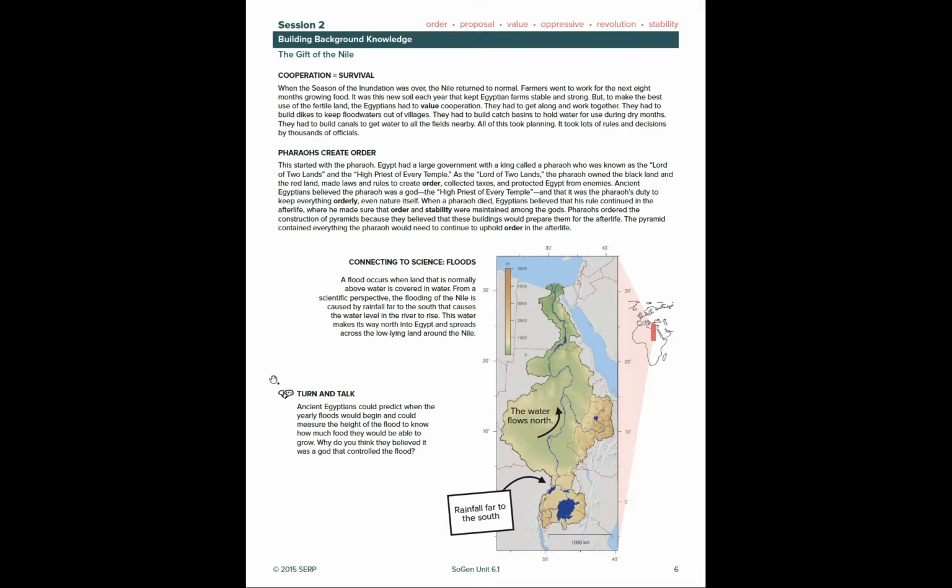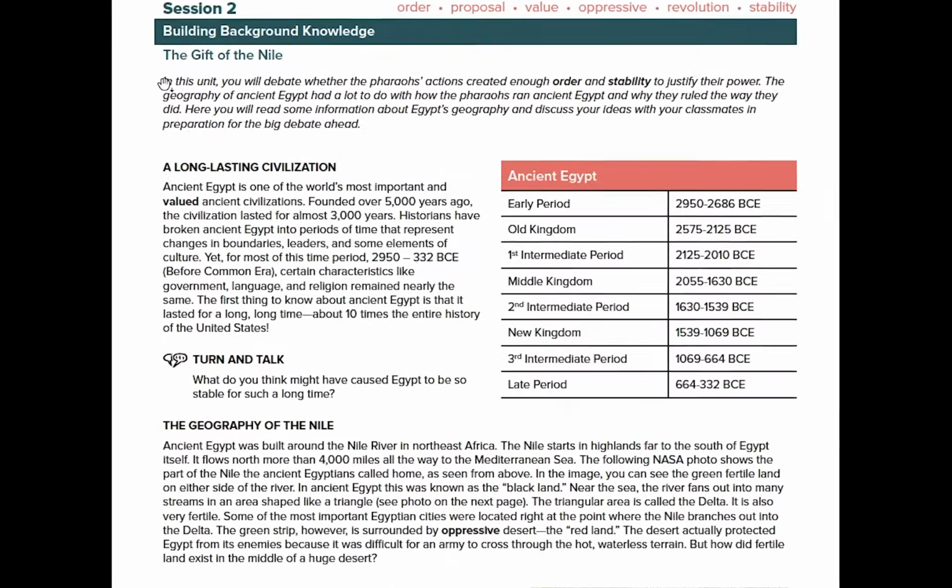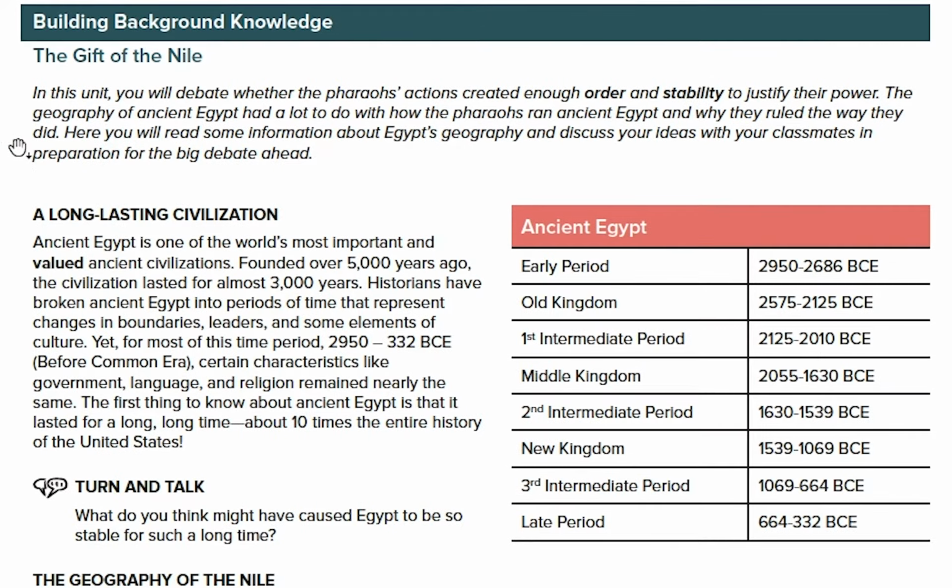There's also this feature down here called Turn and Talk, where the authors are suggesting to you that you turn to a friend or a classmate and discuss what you've just read. You can see, too, there's this little icon of little speech bubbles, like a cartoon, that say, hey, talking should happen here.